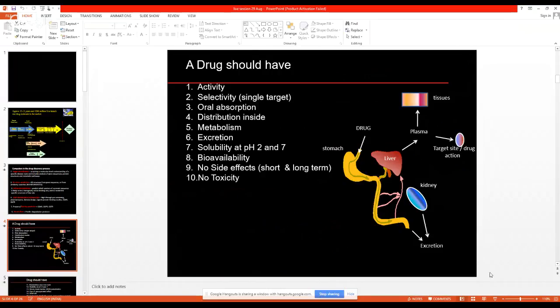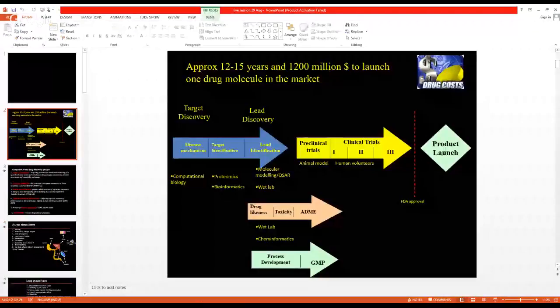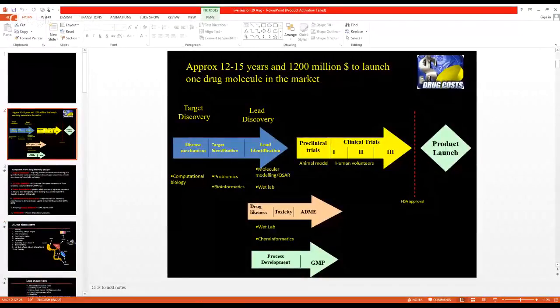That means activity alone is not enough, but so many other things have to happen, right? Because it has to go to a single target. We don't want it to bind to many targets and cause side effects. For example, if you look at some of the NSAIDs, non-steroidal anti-inflammatory drugs, they will bind to many enzymes in the prostaglandin and leukotriene pathways. So there could be side effects.